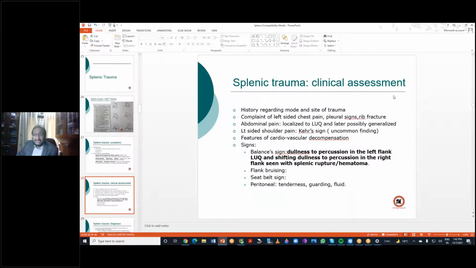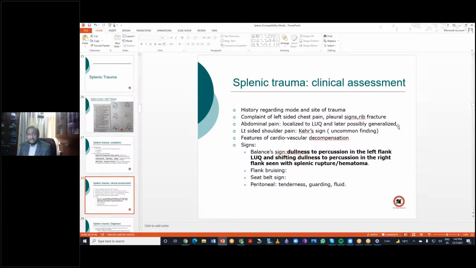Now, when you do a clinical assessment of a patient with splenic trauma, you're looking at a history regarding the mode and site of trauma. That is very important. You have to look where is the site of injury. This patient will usually complain of left-sided chest pain, pleural signs may be present, rib fractures may be present, abdominal pain localized to the left upper quadrant, and later possibly becoming generalized when the patient has got a generalized hemoperitoneum.